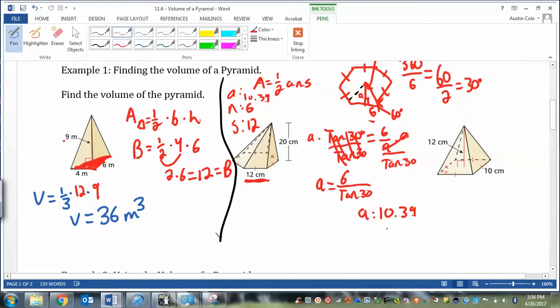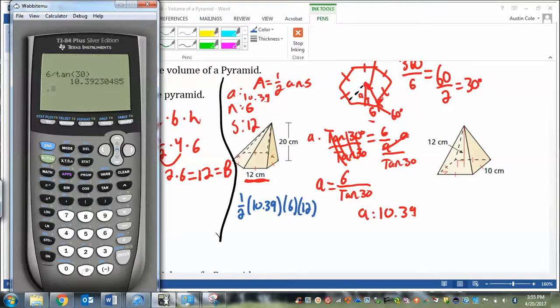So we know our apothem. We can find the area of our base. So area of our base is going to be 1/2 ANS. Our apothem is 10.39. Again, use the exact. Don't use the rounded. Number of sides is 6 times the side length, which is 12.